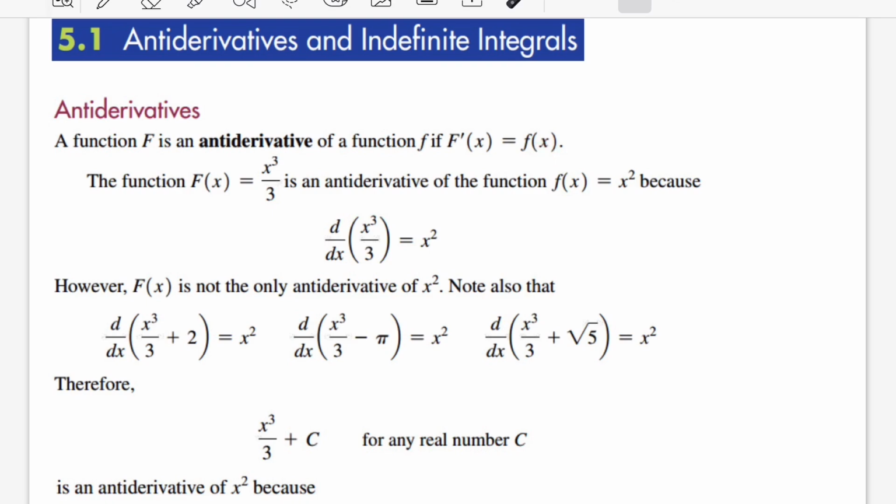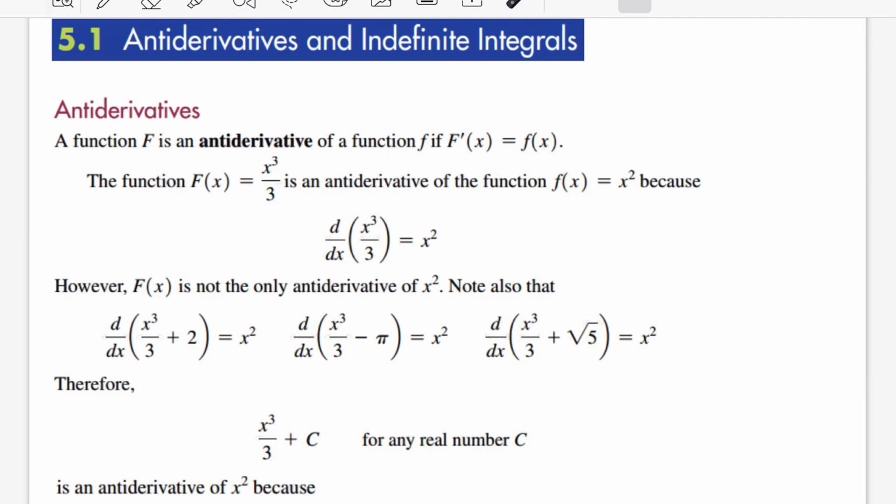So for example here, this function x cubed over 3 is the antiderivative of this function x squared, because if we were to take the derivative of this here, we get our function. However, this function, capital F of x, is not the only antiderivative of x squared, right? If we take the derivative of this function here, we also get x squared. The derivative of this function here is also x squared, and same for this one.